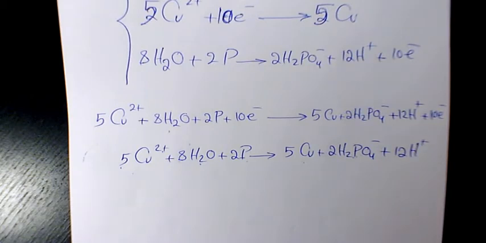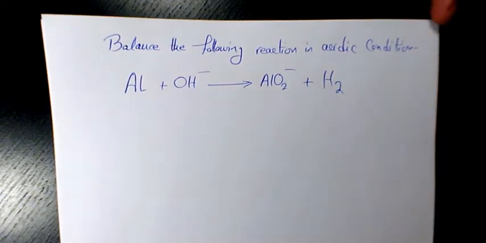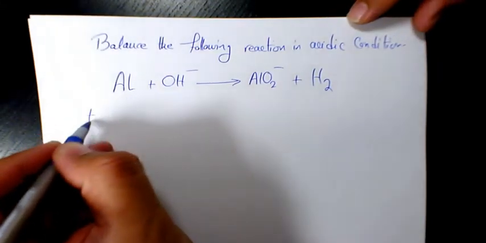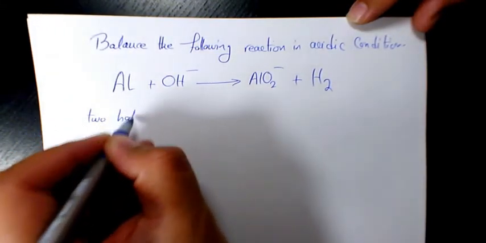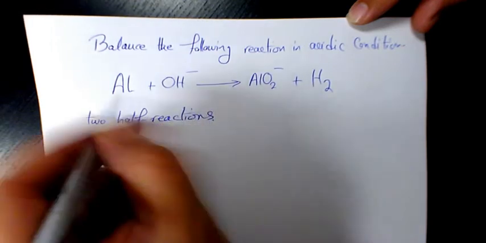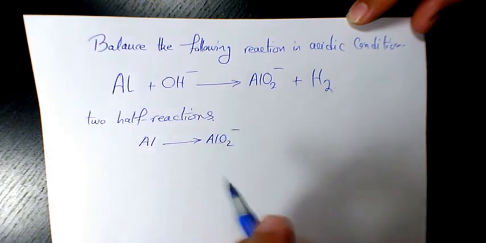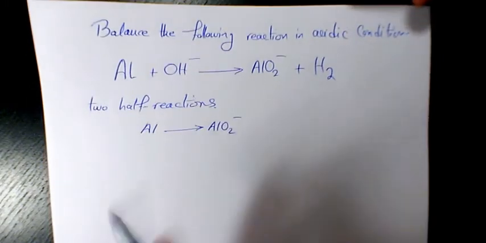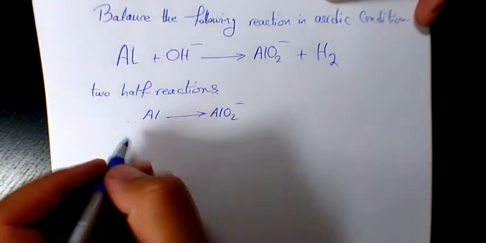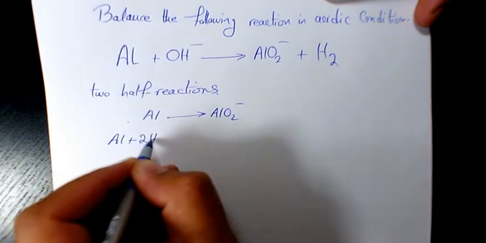Let's look at another example. So this is the example. Balance the following reaction in acidic condition. So again, we write the two half reactions. Al gives AlO2 minus. Als are balanced, one from each side. We have 2 oxygen on the product side. We need to have 2 water molecules on the reactant side.